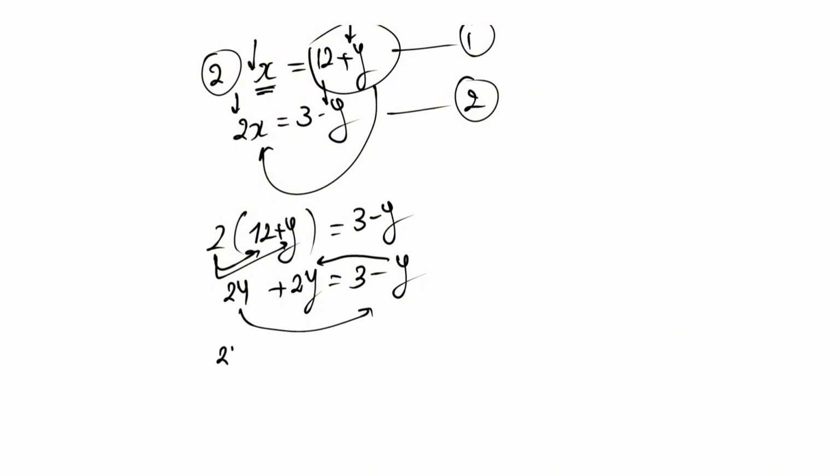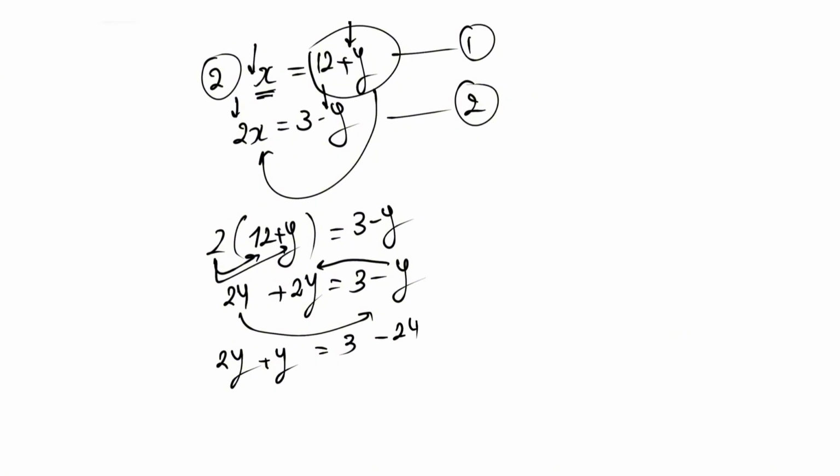So 2y, and the minus y becomes positive y, equal 3. The 24, when I move it to the other side, will be negative. Understood? So it will be 3y equal 3 minus 24, that means minus 21. When you have a positive number and a negative number, you find the difference between them and give the sign of the bigger number. So divide by 3 to find the value of y. So y equals what? Minus 7. Understood? So we found the value of y.